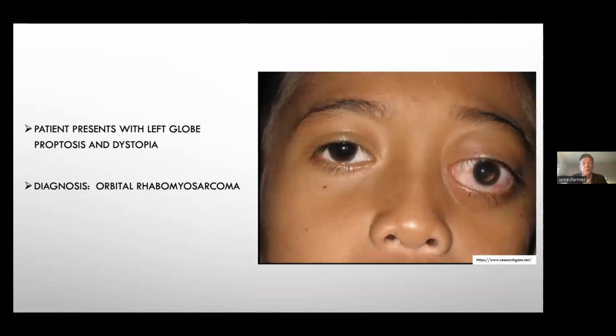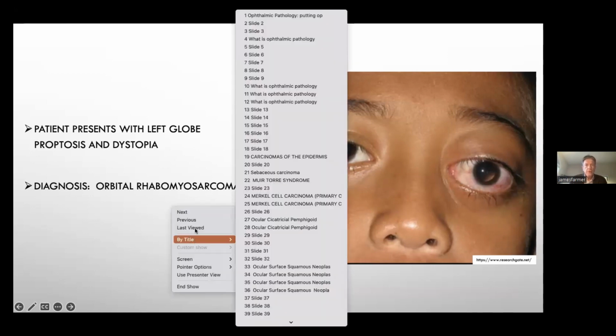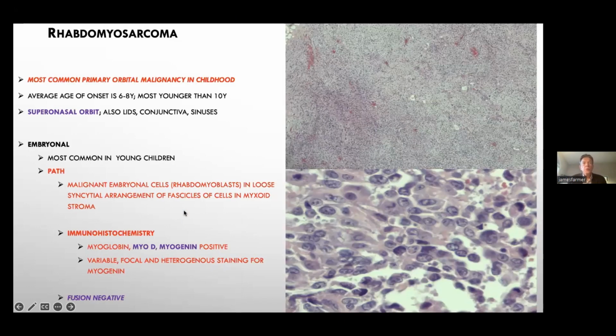This young patient presents with left globe proptosis, eyes bulged out, and dystopia, meaning the eye is displaced down, and the diagnosis is an orbital rhabdomyosarcoma. The orbital rhabdomyosarcoma is the most common primary orbital malignancy in childhood. The average age is 6 to 8 years. Most are younger than 10. It occurs in the supranasal orbit.